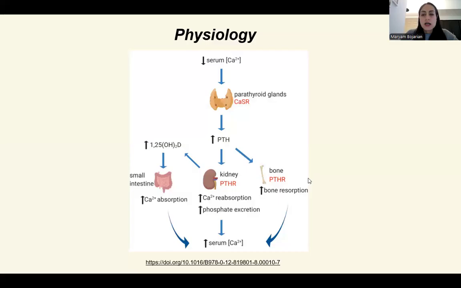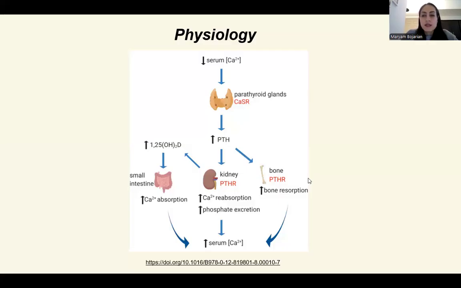On the kidneys, it increases calcium reabsorption, decreases phosphate reabsorption, and stimulates 1-alpha hydroxylase, in order to convert 25 vitamin D into the active form of vitamin D, which is calcitriol, or 1,25 dihydroxy vitamin D. And what does 1,25 dihydroxy vitamin D do? As you can see in the picture, it increases intestinal absorption of calcium and phosphate, and also enhances bone resorption.